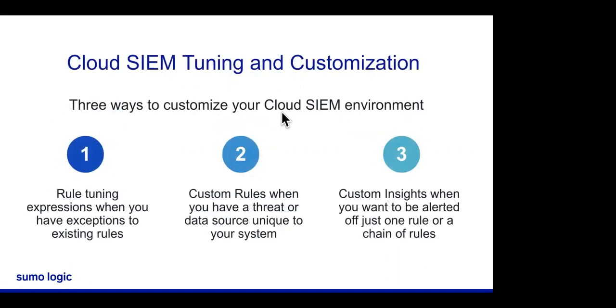Now, we've talked about 3 things. We talked about rule tuning, which allows us to create exceptions to existing rules. We talked about creating custom rules because you want to define a unique threat or data source unique to your system. And then we can create a custom insight because we want to be alerted to things. We want it to fire off.